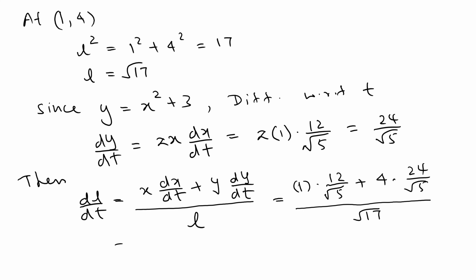You can see that 1 over square root 5 is a common factor. If you pull it out, you can see 2 times 4 is 8. You can write this as 12 times 2. Then you can multiply these two, you get 8 plus 1, so 9. So you can write this as 9 times 12 over square root 5 times square root 17. If you simplify, you're going to get 108 divided by square root 85.